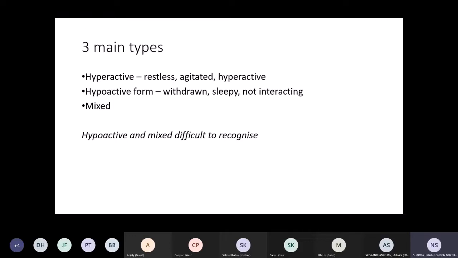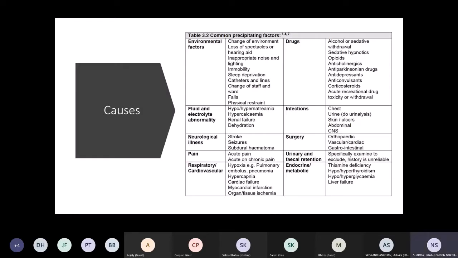So this is very important to know that delirium has a fluctuating course, and it needs a comprehensive assessment, and not just a snapshot like in a particular period of time. Okay. So what are the causes for delirium? So environmental causes, very important.